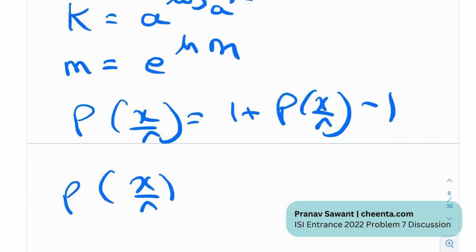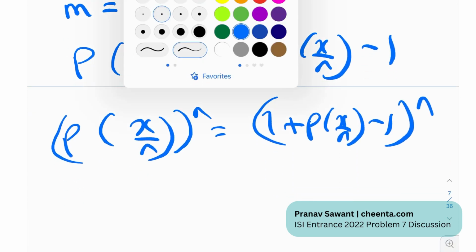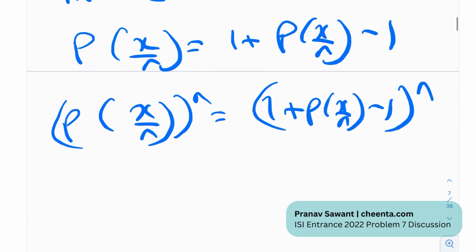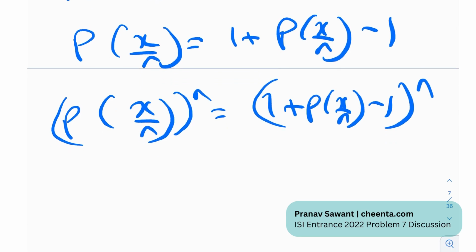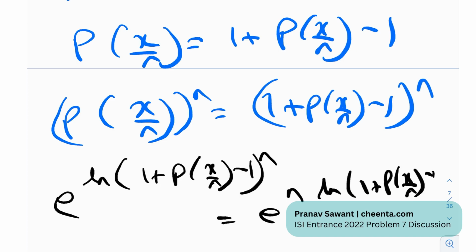Now, p of x by n raised to the power n would be equal to 1 plus p of x by n minus 1 raised to the power n. And now I want to write this in the logarithmic form, in the exponential form, as I had shown you earlier. So this quantity on the left hand side can essentially be written as e raised to the power ln 1 plus p of x by n minus 1 raised to the power n, which is nothing but e raised to the power n ln 1 plus p of x by n minus 1.